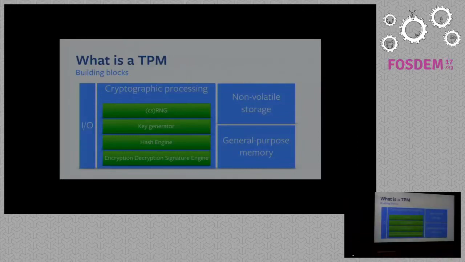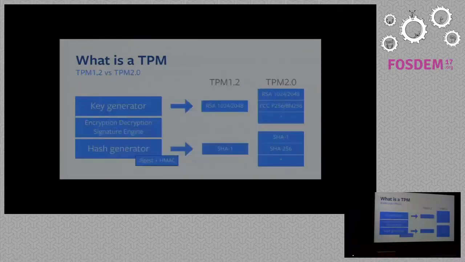So at a very high level, these are the modules that you can find in a TPM. So we have an input-output module, of course, cryptographic processing, non-volatile storage, and general purpose memory. Basically, we can create objects on the TPM, like signature keys, or keys for symmetric and asymmetric encryption, for instance, and we can make them persistent. Of course, this is limited storage, so not many keys can be stored in it.